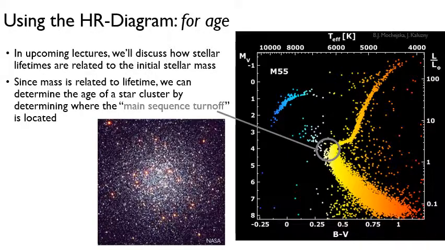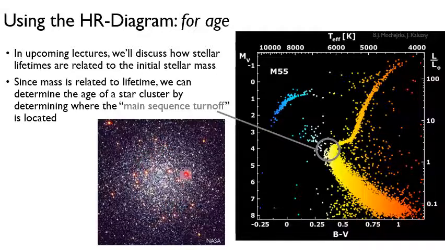The HR diagram can also be used to determine the age of stellar clusters. What we looked at previously was the main sequence stretching up to very bright regions, but that was because we were looking at all stars in the surrounding area. If we instead look at a stellar cluster, for instance M55 here, these stars were all born around the same time. We talked about this a bit when we discussed galaxy formation.